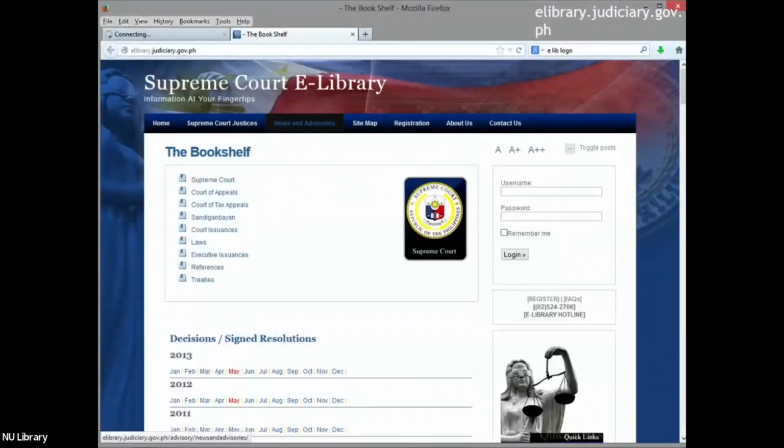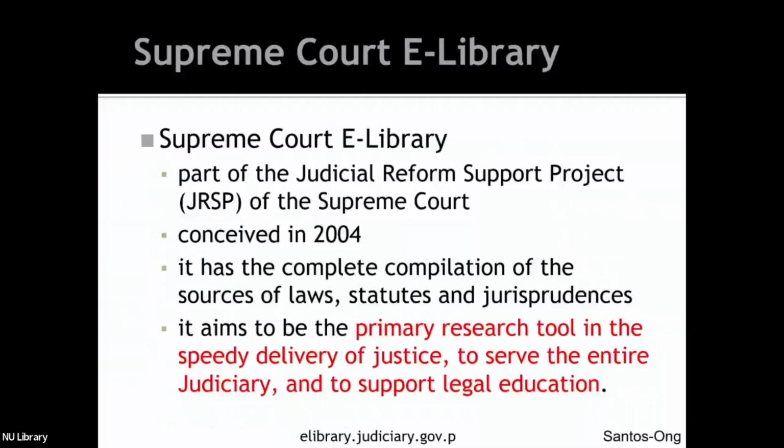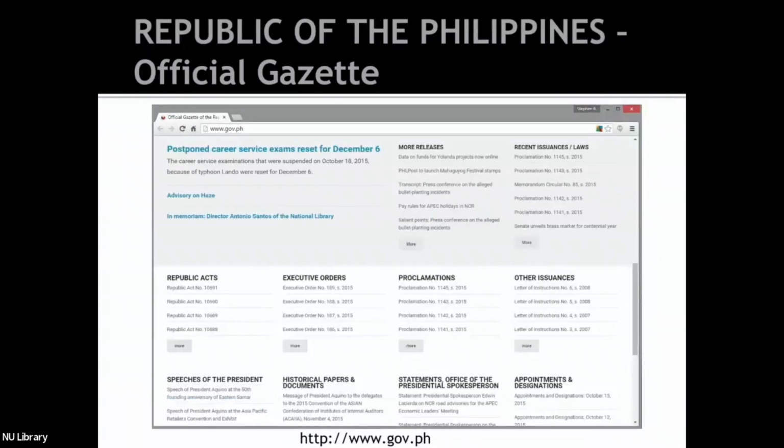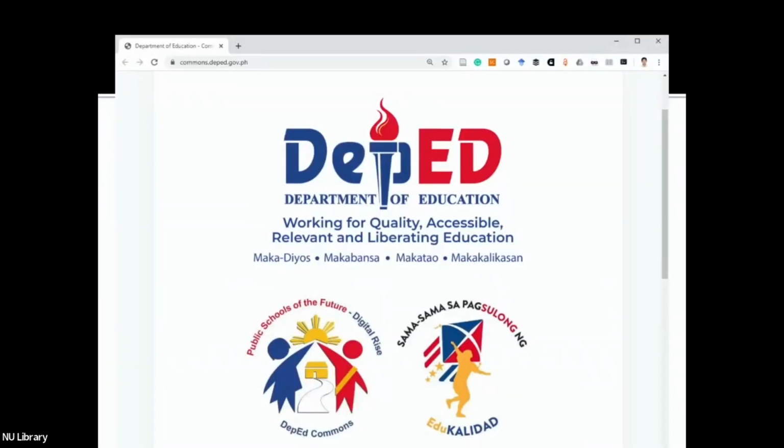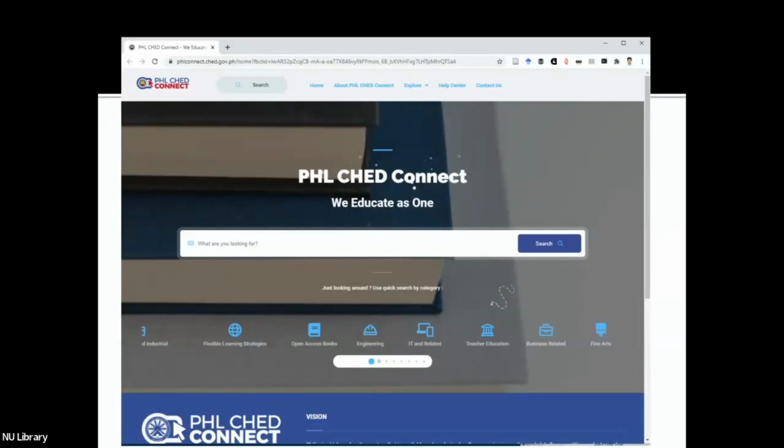We have the Supreme Court e-library, and we have the Official Gazette. And also the Department of Education are looking for textbooks and materials, and the Commission on Higher Education, that includes colleges and universities. They also have this FieldChed Connect, and they plan to include more content on that repository.